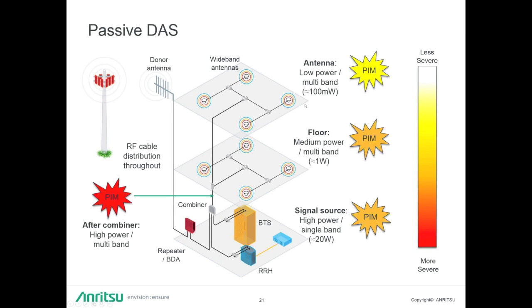When I get to the antenna, I'm now down typically on the order of 20 dBm or 100 milliwatts. The power level is much lower, but I still have all these different frequencies, high probability of low-order product, and I'm now in an area that, as we said before, is very target-rich when it comes to high nonlinear objects. So beyond the antenna in a passive DAS, a multi-operator neutral host system, we still have a level of concern for PIM at and beyond the antenna.